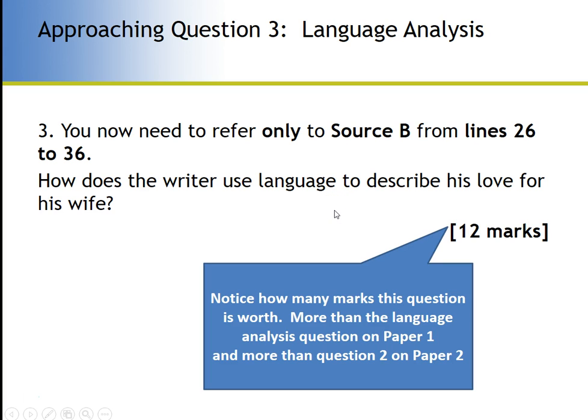It's worth 12 marks, and that's 4 marks more than the language analysis question in paper 1, and it's actually worth more than question 2 in paper 2. So you may like to consider doing question 3 before you do question 2, because you wouldn't want to miss out on the opportunity to clock up a good number of those 12 marks.